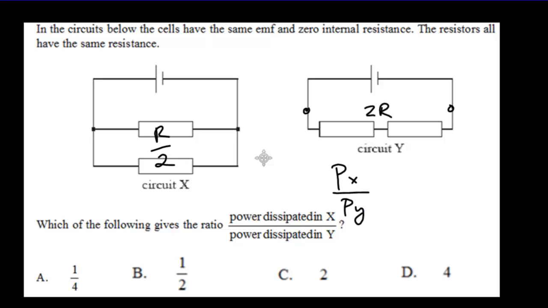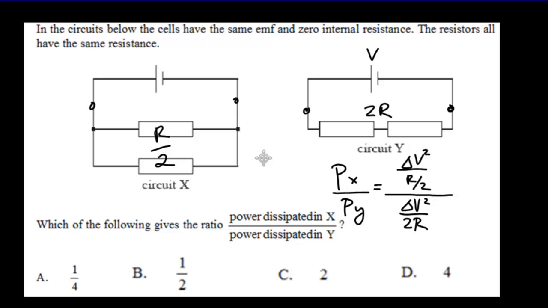So we're looking for this ratio Px to Py, the power in X divided by the power in Y. The power in X will be given by the voltage across the circuit, so that's really just the battery voltage. That'll get squared divided by the equivalent resistance, which is going to be the R over 2. And then we've got to divide that by Py. Py, of course, it's the same battery, so it's still delta V squared over this network of resistors. Our equivalent resistance in this case, though, is 2R.